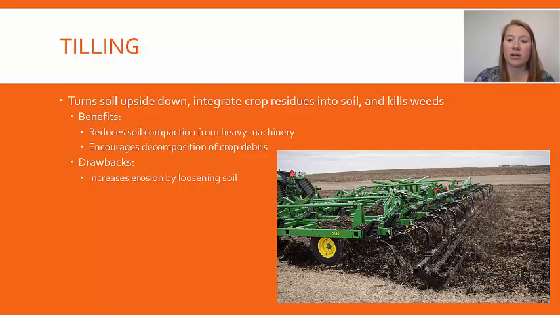Now, tilling is a process used in conventional large-scale agriculture, and this is a process that turns the soil upside down to integrate any crop residues or incorporate remaining trash from the stalks that remain after harvest back into the soil. And it's also used to help prevent any weed growth. Now there's benefits here because we are reducing any soil compaction that may have resulted from heavy machinery moving across that landscape during harvest. And it also encourages the decomposition of those remaining crop debris that were left over from harvest. This helps to recycle some of the nutrients quicker through that area.